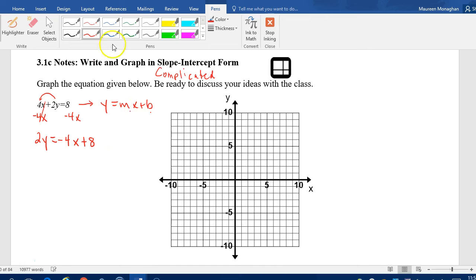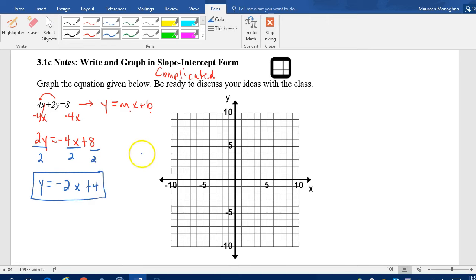All right. Next, you have to get y by itself. So divide both sides by 2. Y equals a negative 4 divided by 2 is a negative 2x. 8, positive 8 divided by 2 is 4. That's your final answer.